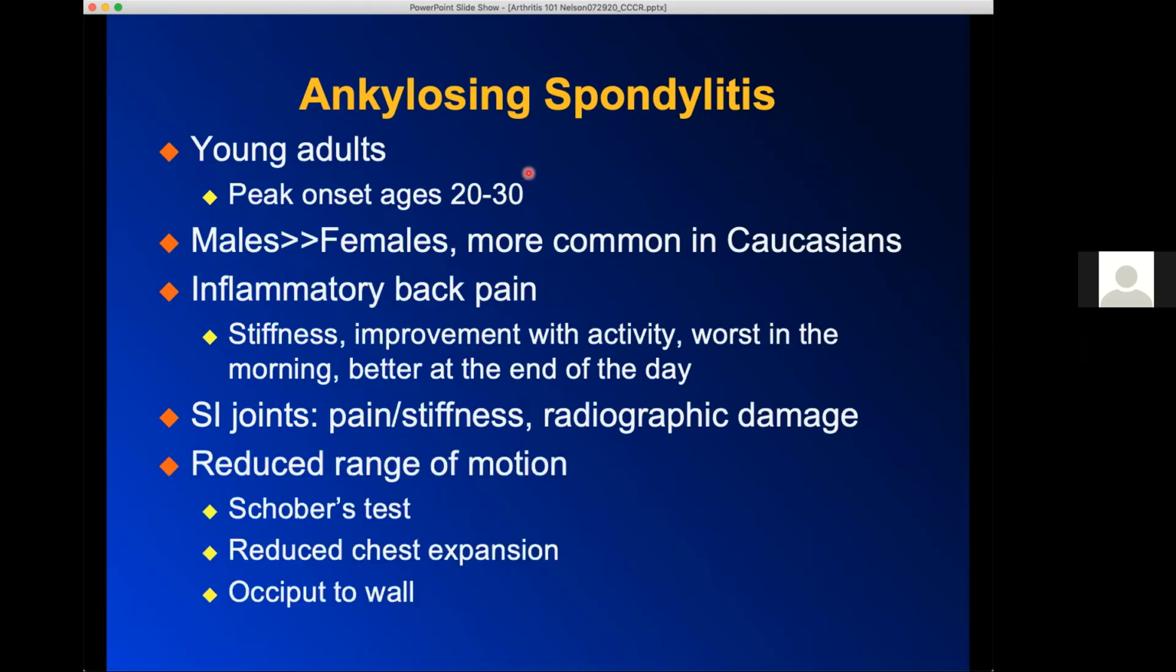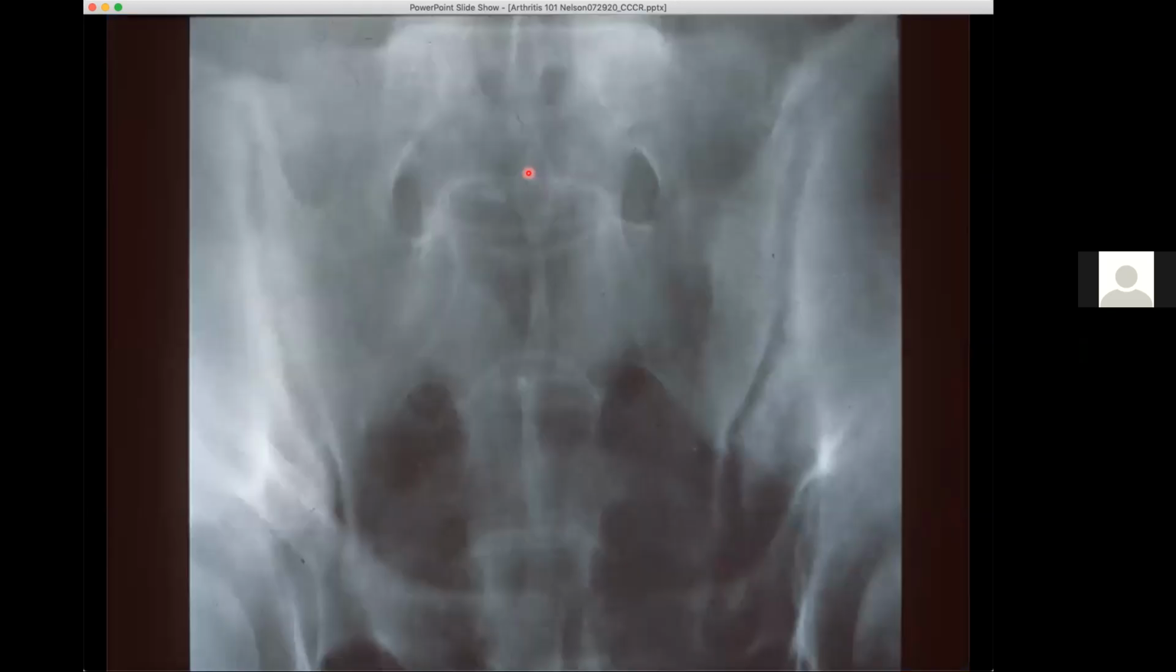Pain and stiffness we'll talk about at the SI joints. There are some clinical measures of reduced range of motion, again mostly getting at the axial involvement. You can assess how far forward they can bend, how far their chest will expand at the costochondral joints, and whether they can put the back of their head against the wall like you do when you're a kid getting your height measured. All of those things are getting at the mobility in the axial spine. Again, sorry, my pointer has completely given up on me here, but the SI joints are the straight lines up and down on the sides.